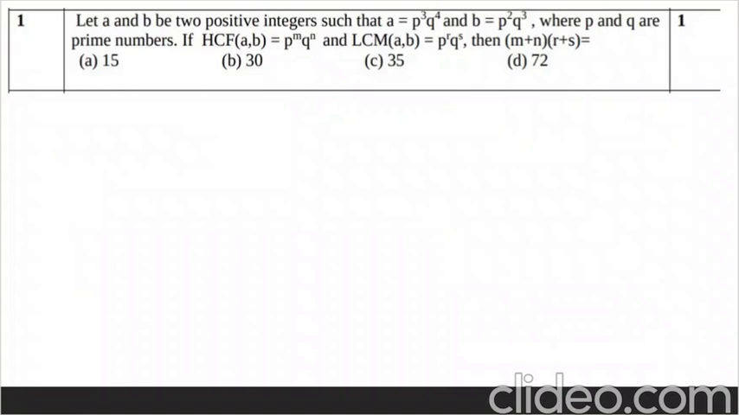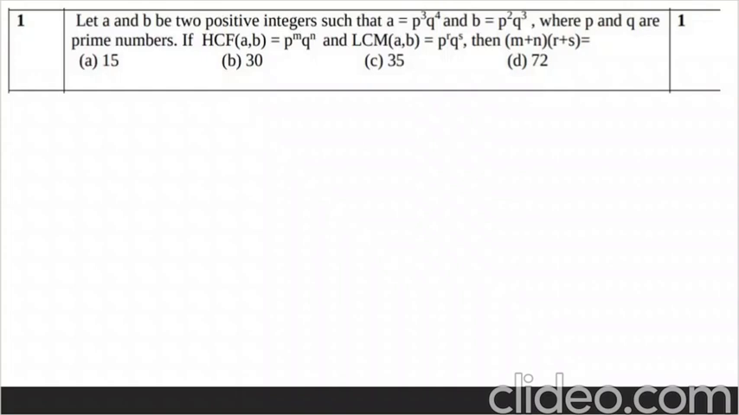Our first question is: let A and B be two positive integers such that A is equal to p cube q raised to 4 and B is equal to p square q cube, where p and q are prime numbers. If HCF of A, B is equal to p raised to m q raised to n, and LCM of A, B is equal to p raised to r q raised to s, then we have to find the value of (m + n)(r + s). It looks complicated, but it is easy.